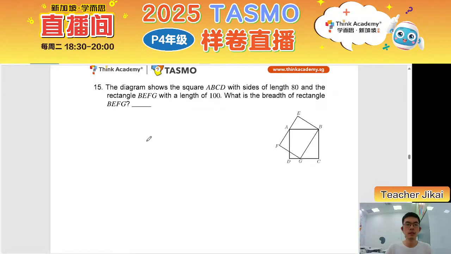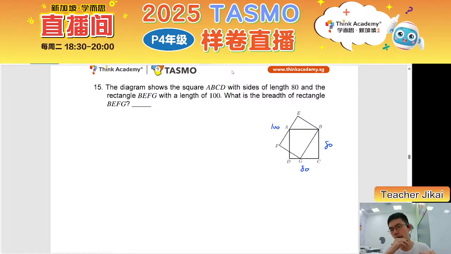Alright. For this question, it's now a geometry. And now we know the diagram shows the square has a side length of 80. So we put the things on the diagram, right? And we know the length for the rectangle is 100. And what is the breadth? So here, how can we link the side lengths together from the rectangle to the square? We need to use the area to bridge them, right?